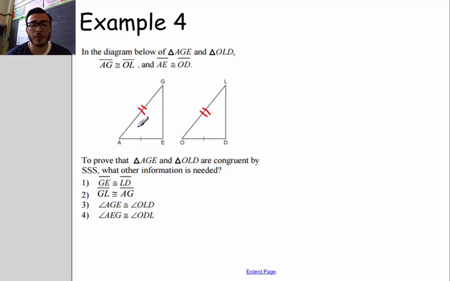So if I want to prove these triangles are congruent by side, side, side, I don't need another pair of corresponding congruent angles. What I need is another pair of corresponding congruent sides. So I need this side right here congruent to this side. And then I can say they're congruent by side, side, side. So the answer would be choice 1.